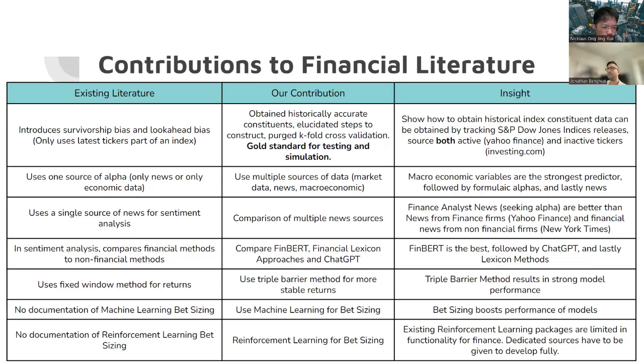Next, a single source of news for sentiment analysis is typically used, for example, only news from Bloomberg. What we contribute is a comparison of multiple news sources. We found that finance analyst news from Seeking Alpha is much better than news from finance firms like Yahoo Finance, and from financial news from non-financial firms, for example, the New York Times.